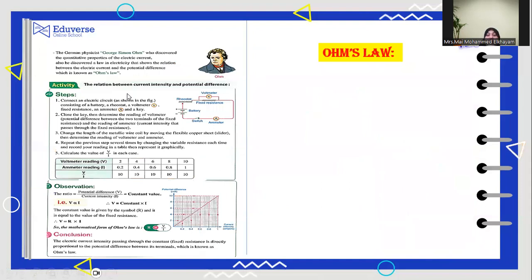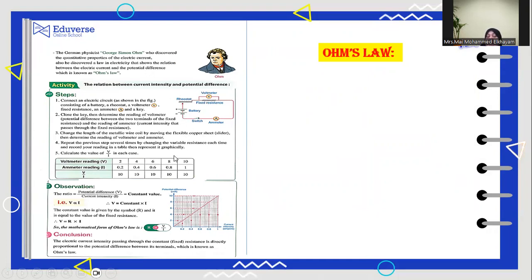Now with Ohm and Ohm's law, please study this part well, and you have to know that this is the shape of the circuit that verifies Ohm's law. You can have a question saying that verify Ohm's law. You have to write the whole activity with the steps, observation, and conclusion. Just Ohm here, this German physicist, he discovered the quantitative properties of electric current. And you can say that here he used what? A fixed resistance with a voltmeter parallel to it, pay attention, and a rheostat, which is a variable resistance, and the other components of the circuit.